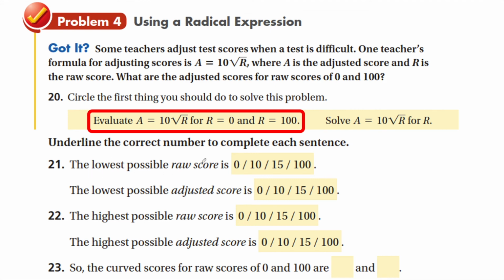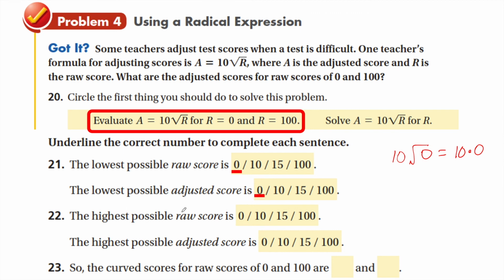The lowest possible raw score is going to be 0. You can't get below a 0. The lowest possible adjusted score will also be 0, because we'll have 10 times the square root of 0, which is going to equal 10 times 0, which means that it equals 0.